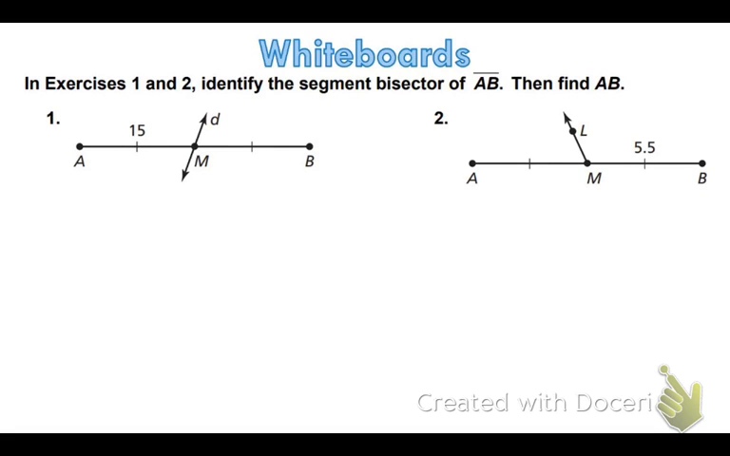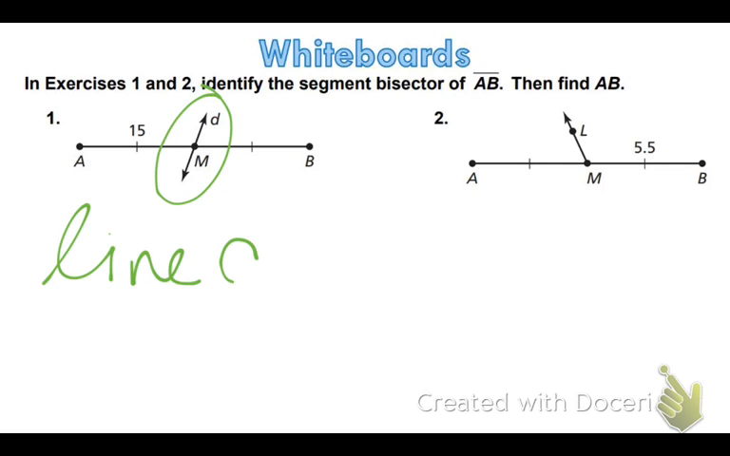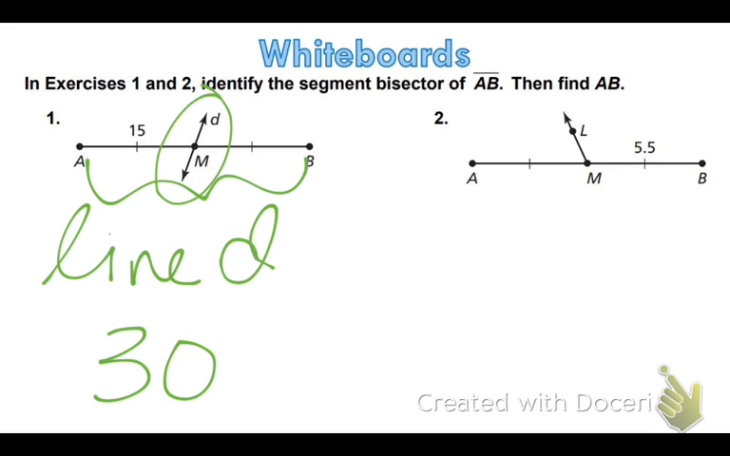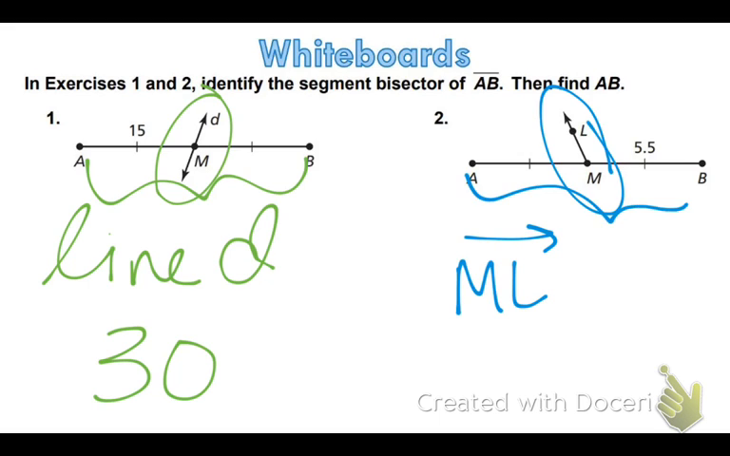All right, so how did we name our line over here? Line D. Look at that. Good job. All right, and then what's the length of AB? 30. All right, what did we name this type of line over here? ML, and it's a ray. It's okay. And then add 5.5 and 5.5, which makes 11.